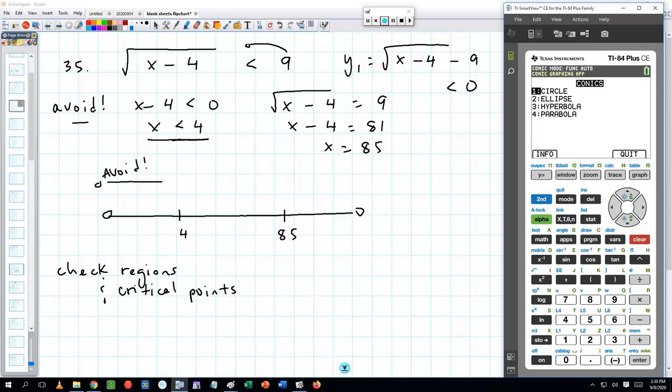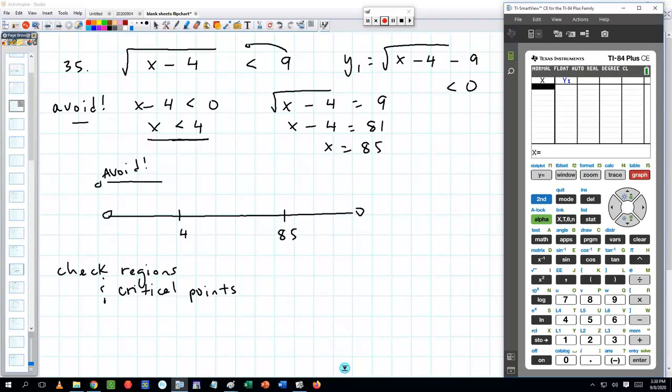Y equals second square root x minus 4, and then I subtracted that 9 over. I have my table set up with the independent variable being in ask mode, so when I go to my table, it's zeroed out. So I'm going to check something to the left of the 4.